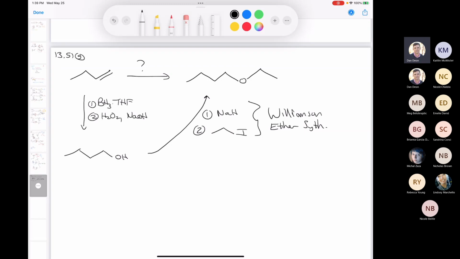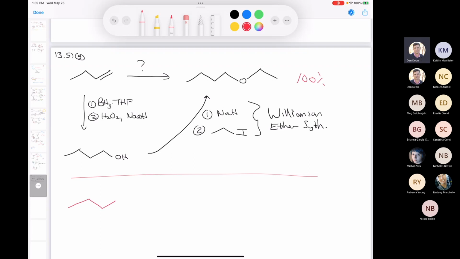Did anybody come up with a different way? Might not be as pretty as this one. But there is a way that would give you the product, and it might not be as high yielding, actually. You might get a little bit of elimination. But another way to try this one, and I would accept this. I don't think it's as good as this synthesis. This one, I would give 100%.